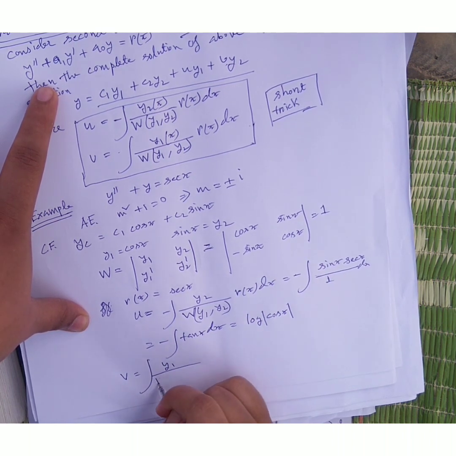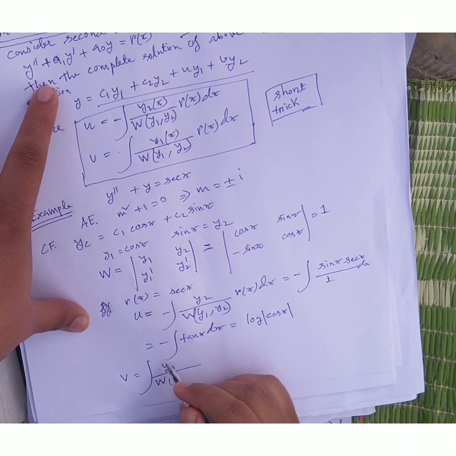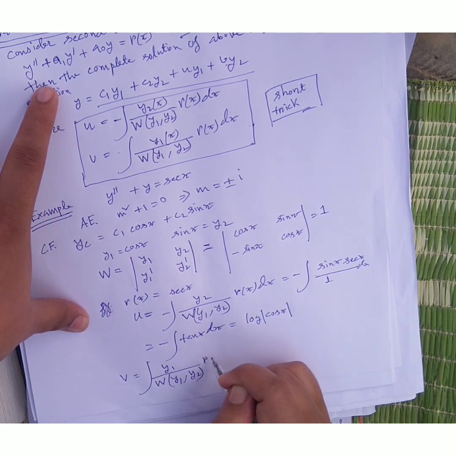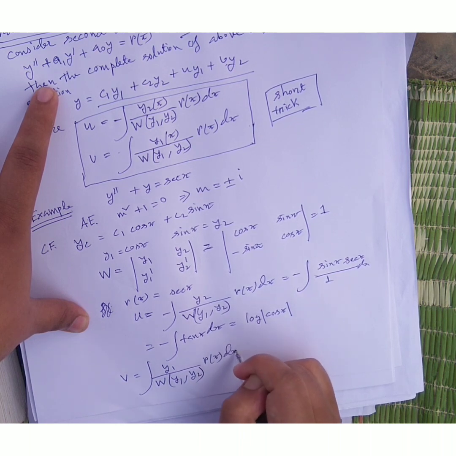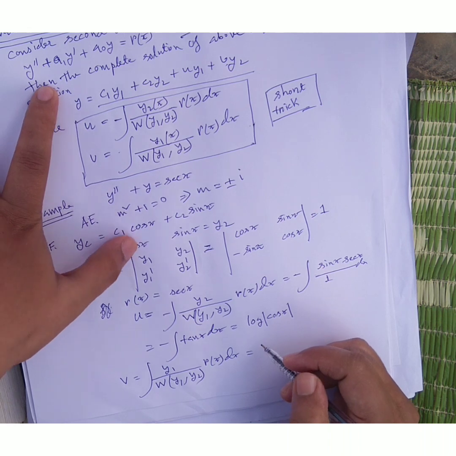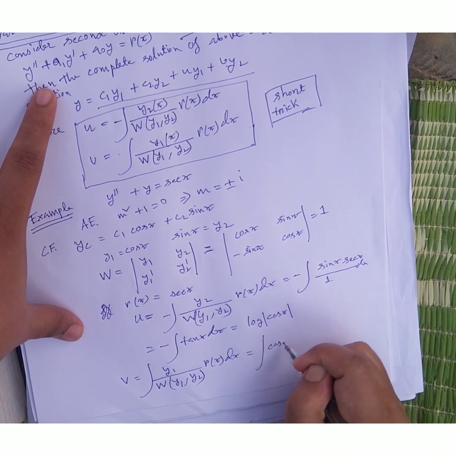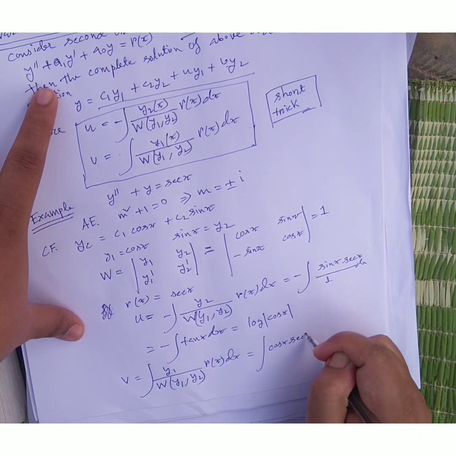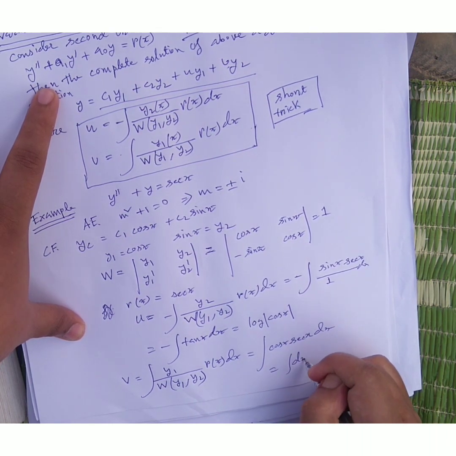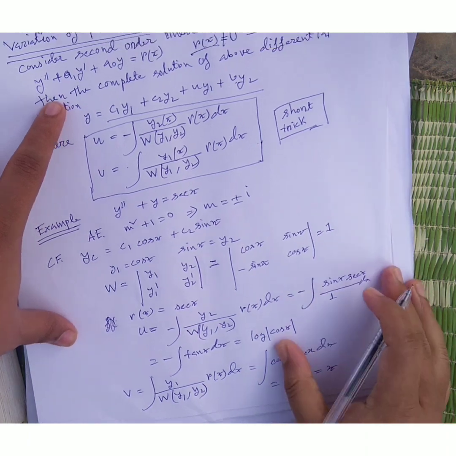And similarly v is equal to the integral of y1 R(x) divided by W(y1, y2) dx, and y1 is equal to cos x, so cos x into sec x dx is equal to x.